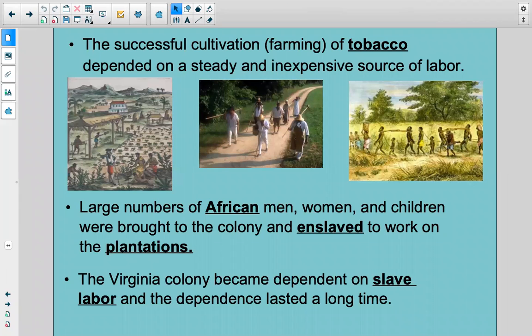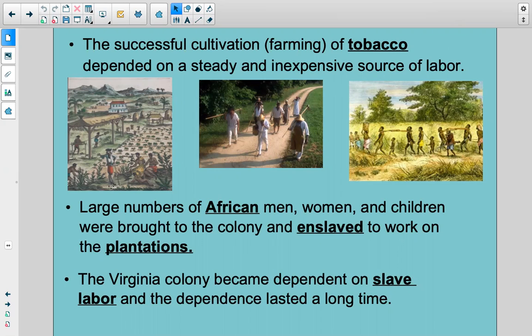Okay, we're moving on, boys and girls. And if you notice, this page has bold underlined words. So when you see that, you know that's something you're going to have to put on your note page, okay? So the successful cultivation, which means farming, of tobacco depended on a steady and inexpensive, that means it didn't cost a lot of money, source of labor.